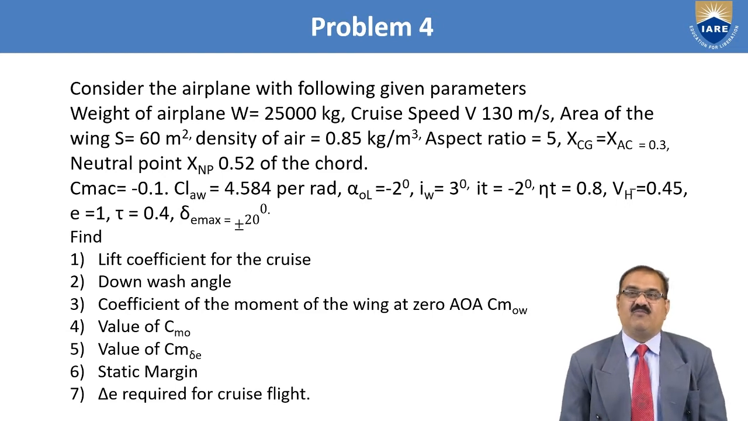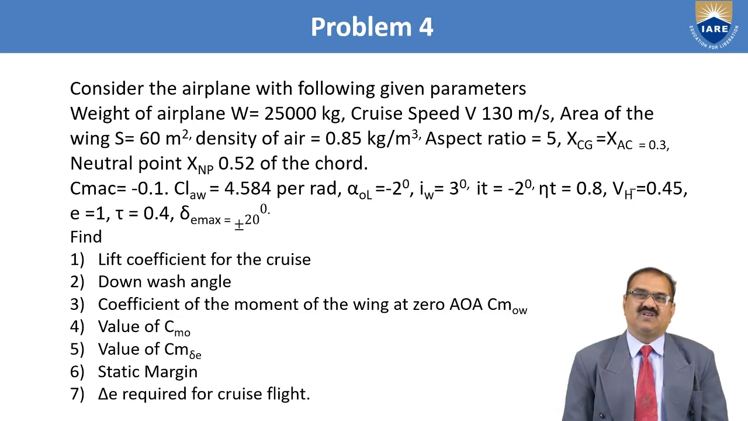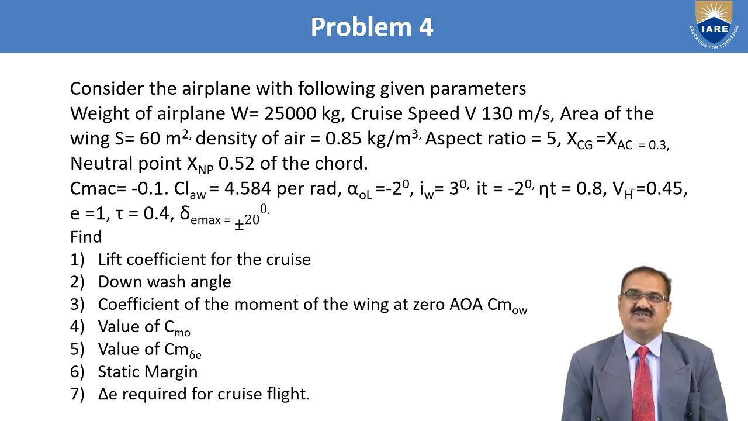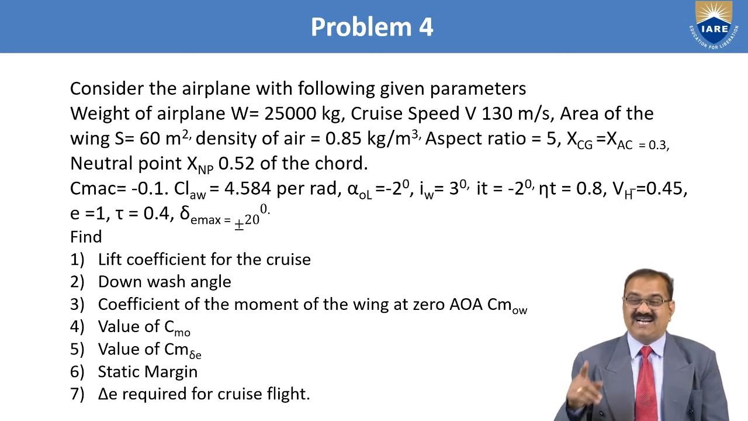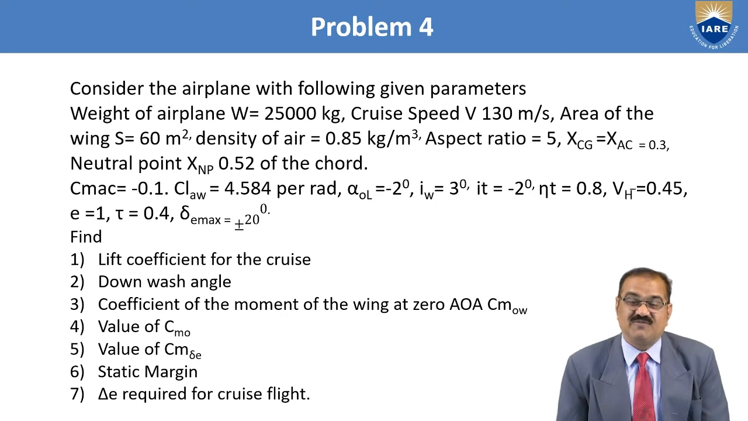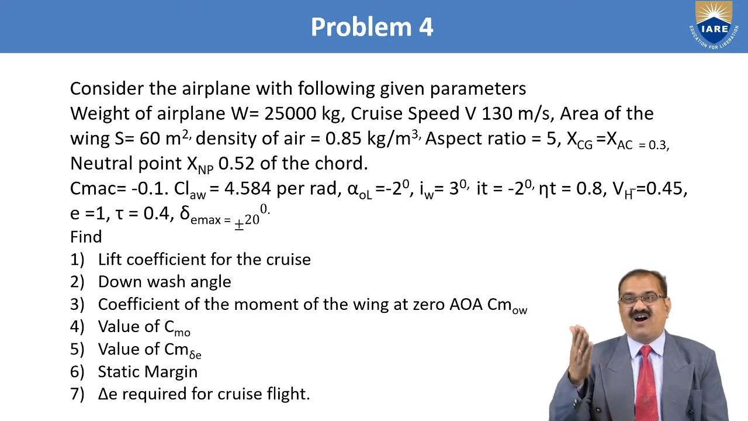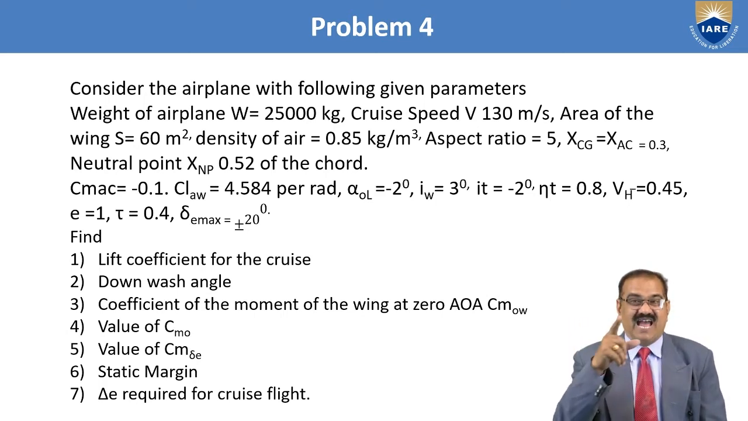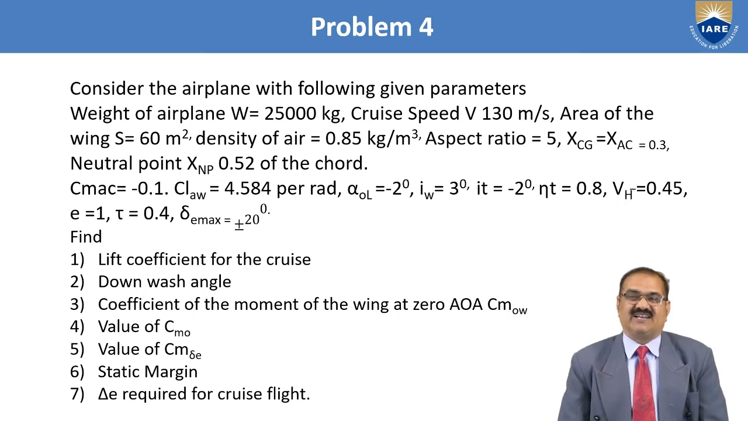CMAC, coefficient of moment of the aircraft, is minus 0.1. Coefficient of lift slope of the wing is 4.584 per radian. You should understand here per radian is given. We should be very cautious because here alpha and IW are all in degrees and here it is in radian. So we have to have the same unit, and we have to convert as and when required.